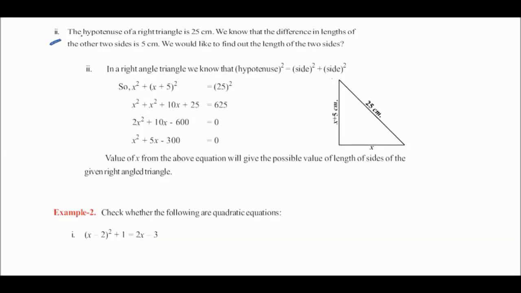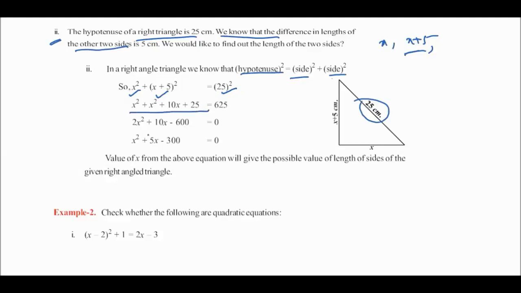Second example here. The hypotenuse of a right angle triangle is 25 centimeters, and the difference in the lengths of the other two sides is 5 centimeters. Let one side be x, and the other side will be x plus 5. In a right angle triangle, hypotenuse square is equal to side square plus side square. So x square plus x plus 5 whole square is equal to 25 square, the hypotenuse square.